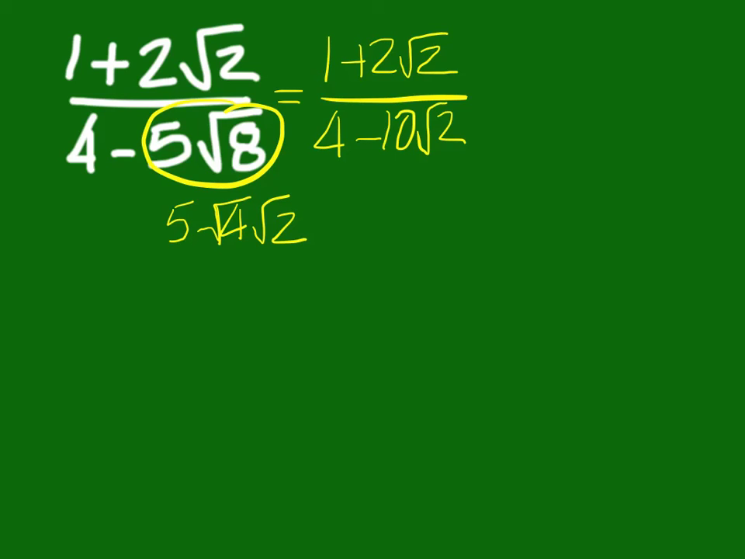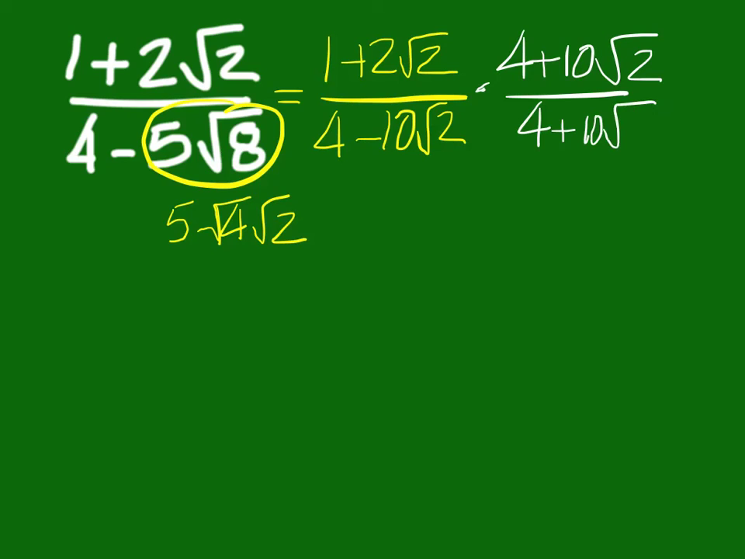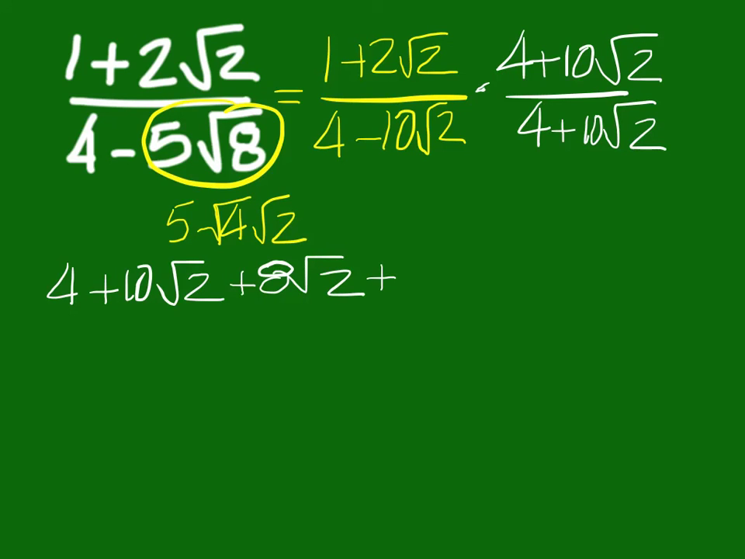On this one, now we have to multiply top and bottom by 4 plus 10 square root of 2. And when we do that on the top, we end up with 4 plus 10 square root of 2. And then we also get plus 8 square root of 2. And then plus 20 times 2 is 40. Because you have this times this, which is 2. And then 2 times 10. There and there is 20. So 20 times 2 is 40.